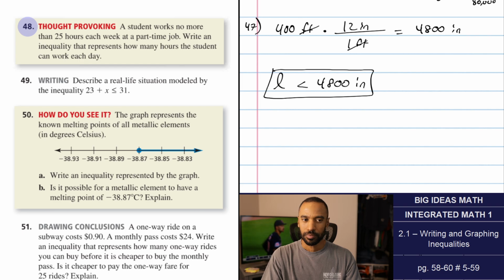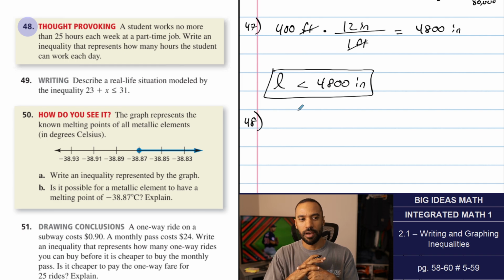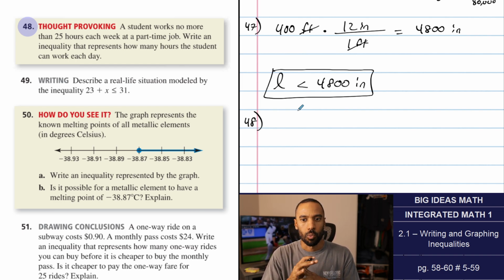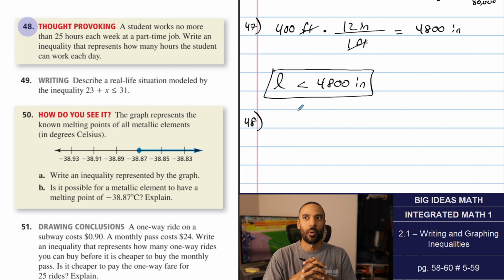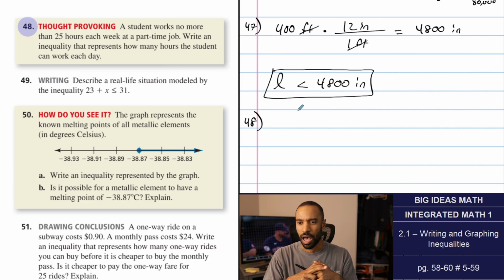Okay. Number 48, thought-provoking. A student works no more than 25 hours each week at a part-time job. Write an inequality that represents how many hours the student can work each day. Well, you could do 20 hours in one day, 5 hours in the next day, and then no hours the rest of the days. So I think they're saying, assuming this is on a per day basis, and it says each day, you could divide the 25 by 7. That's not a perfect number. I'm just going to work that out.